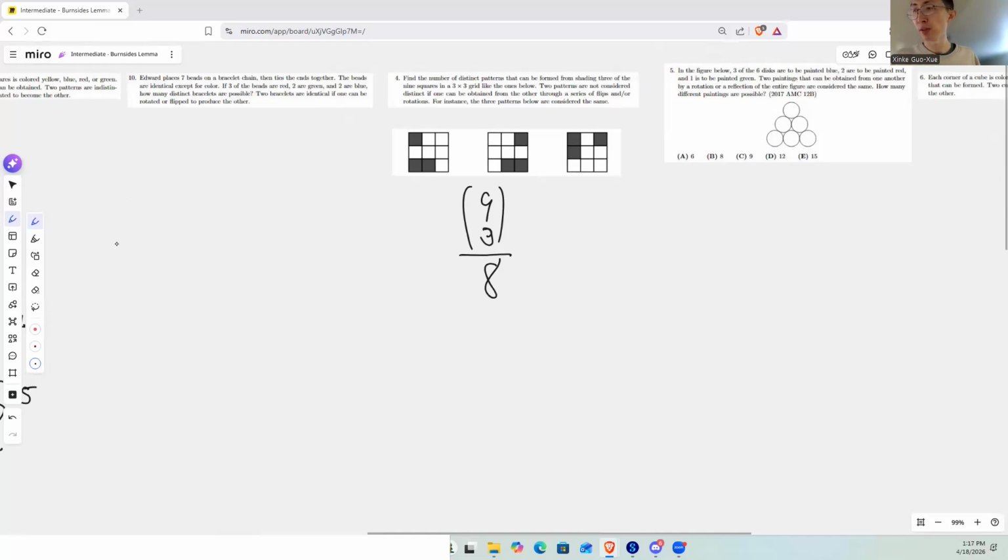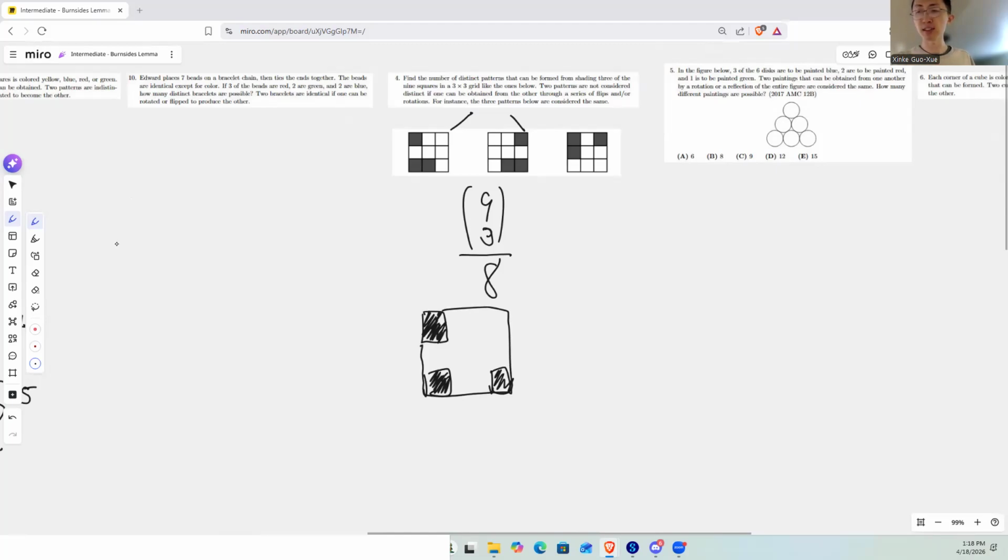So the problem with this is some arrangements don't have 8 symmetries. For instance, this one is counted 8 times because any of the reflections and any of the rotations will send it to a different looking square. But this one, this square, it doesn't have 8 symmetries. There are only 4 symmetries.